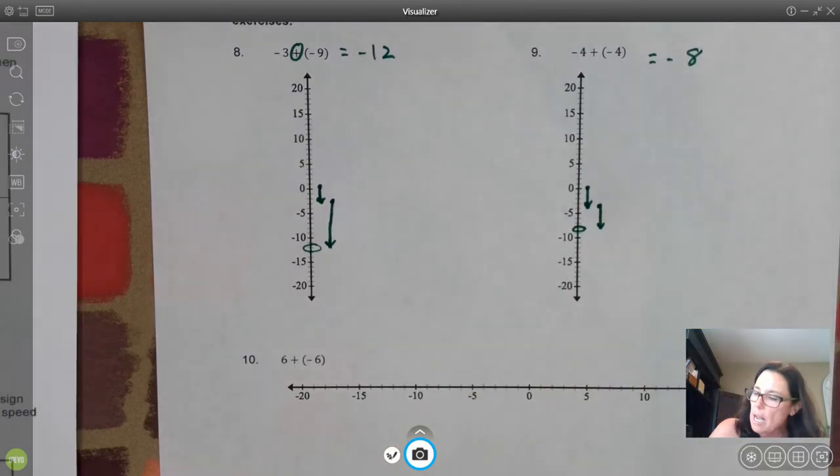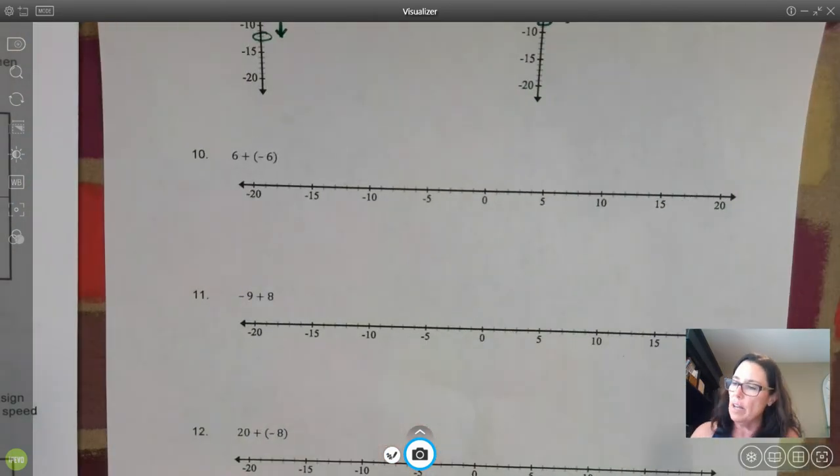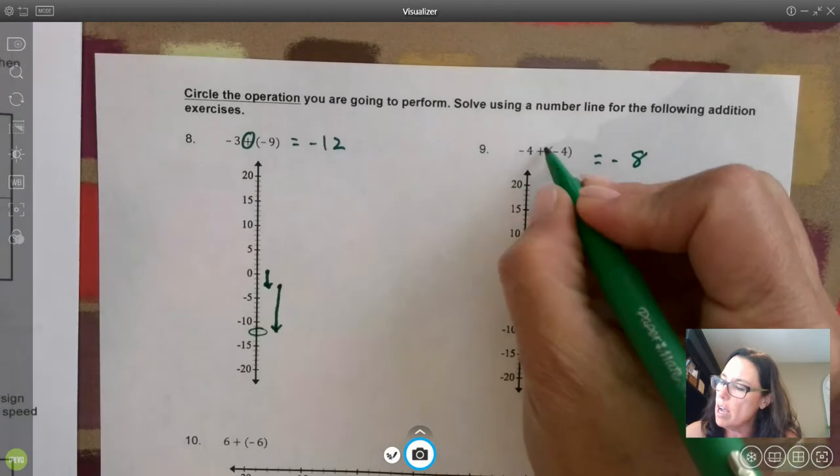All right, you go ahead, pause me, and I want you to try the next 3 problems. Try 10, 11, and 12, and then click back on to see if you got the answers correctly or not.